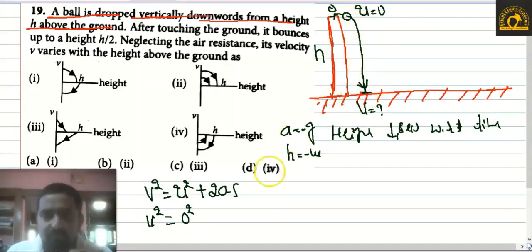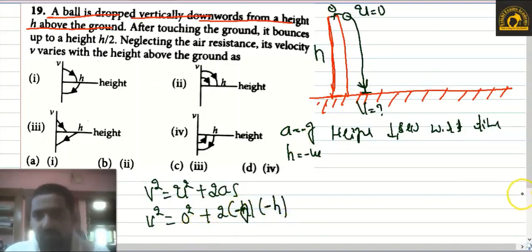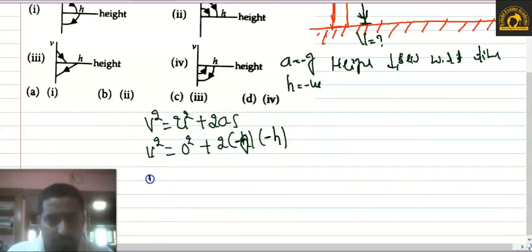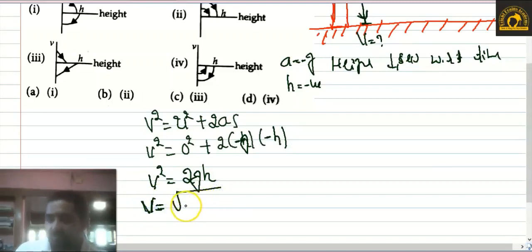Zero height. So that becomes plus 2, minus g, minus h. So the velocity, v square, is equal to minus into minus, plus, that is 2gh. That is, v, the final velocity, is equal to the square root of 2gh. This is the first one.